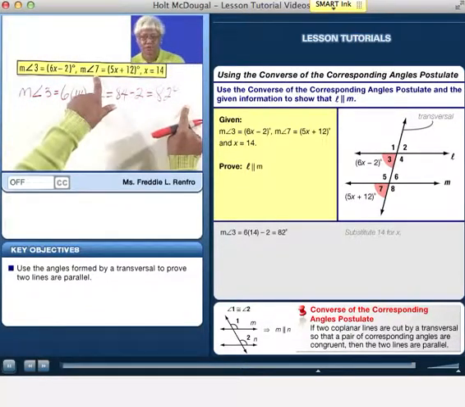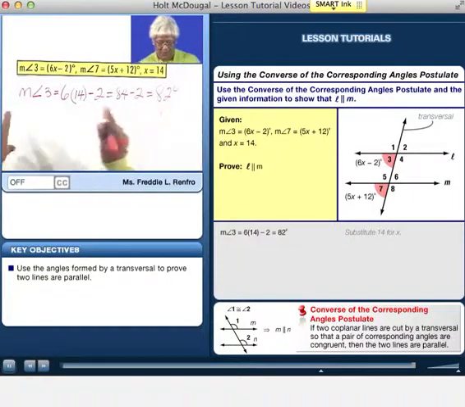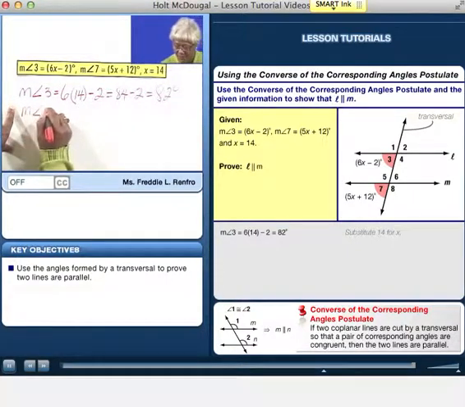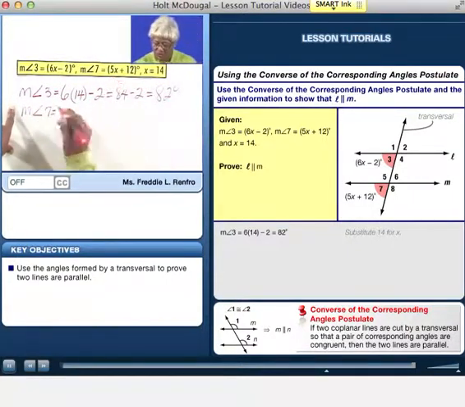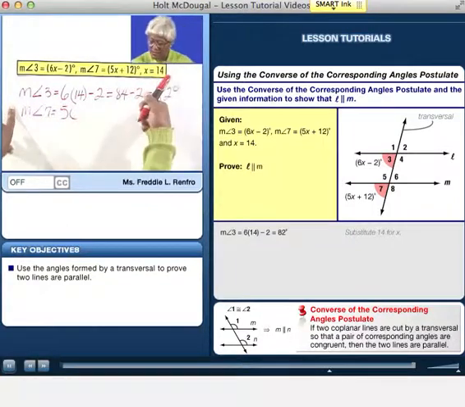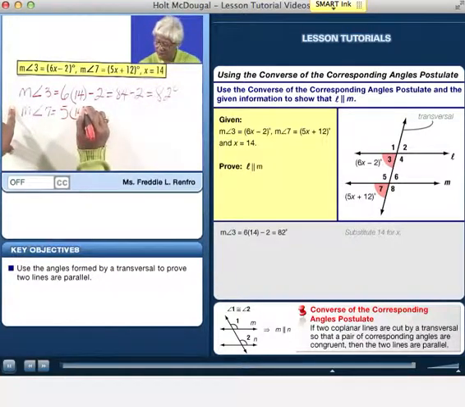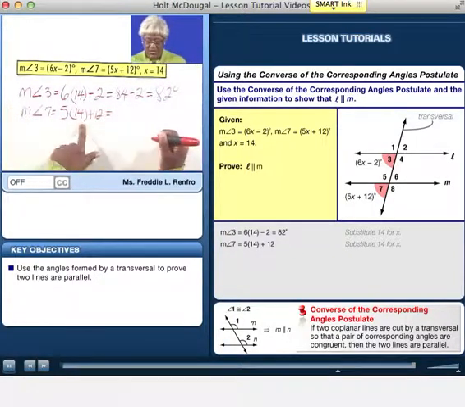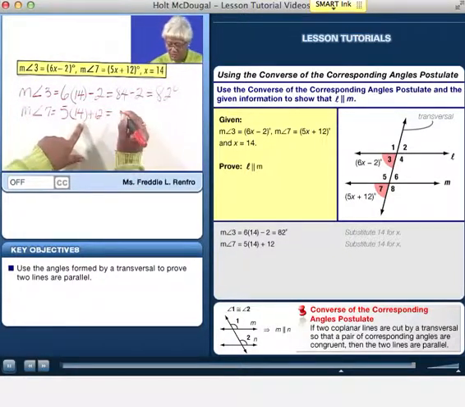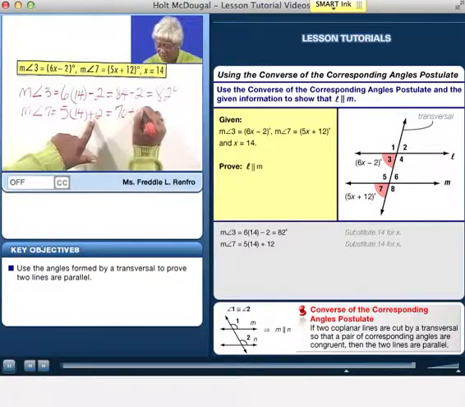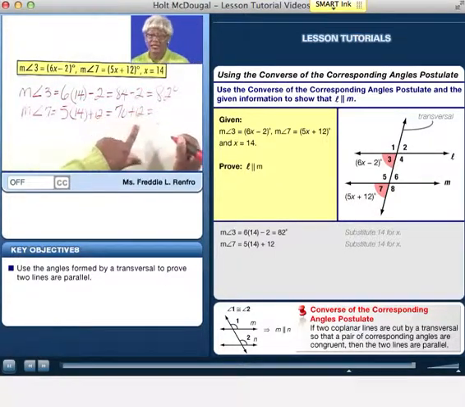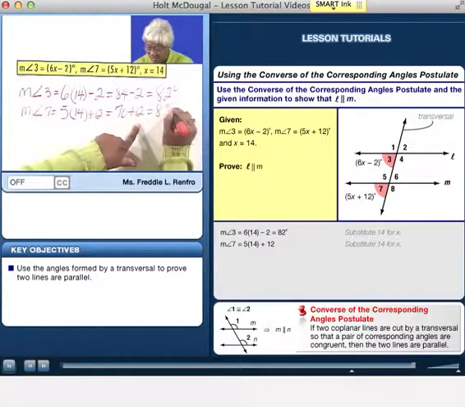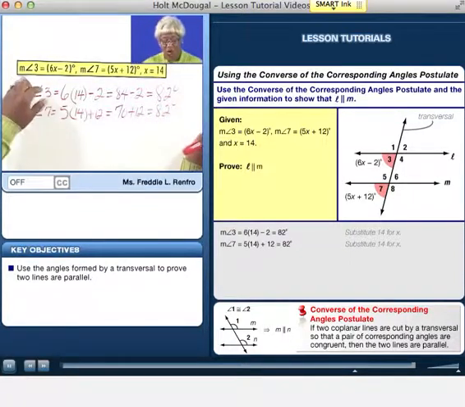Well, let's see what the measure of angle 7 is. The measure of angle 7 is equal to 5 times 14 plus 12. Well, 5 times 14 is 70, plus 12. And when we add 70 and 12, we get 82 again. And recall that 3 and 7 were corresponding angles.